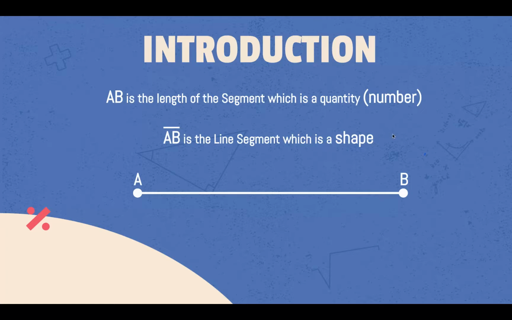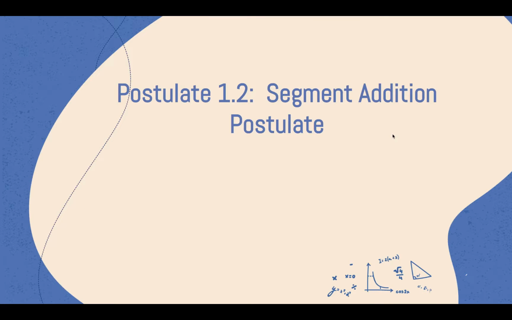It's very important. So that brings us to our first postulate, postulate 1.2, which is called the segment addition postulate. And a postulate or an axiom is something that we don't prove. It's something that we accept to be true and we use it. A theorem, on the other hand, is something that we actually can prove. And we actually will go through some proofs for the theorems that we learn in this course. But this is a postulate. So this is called the segment addition postulate.